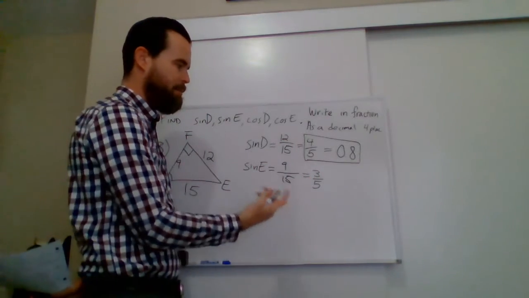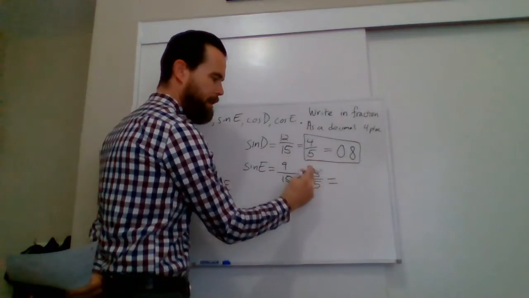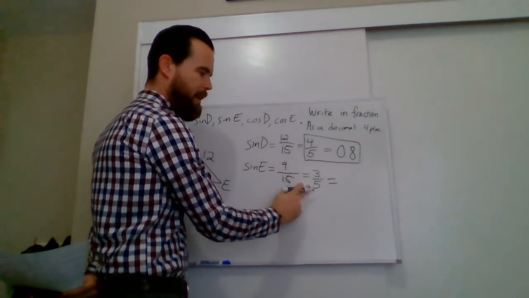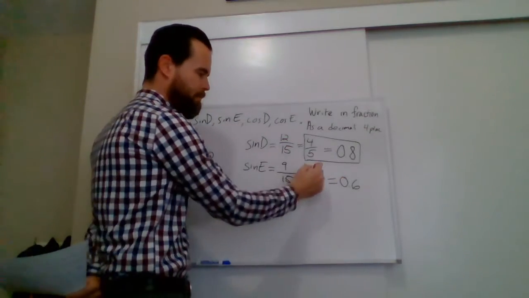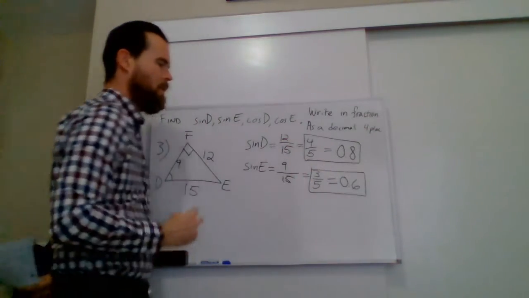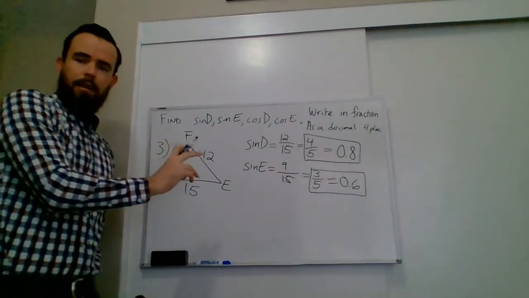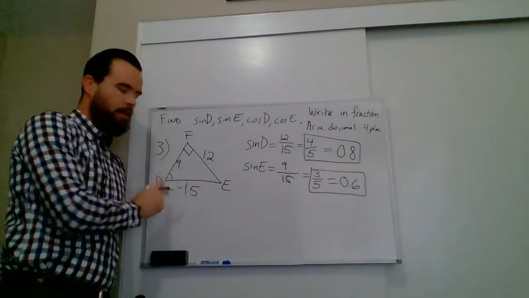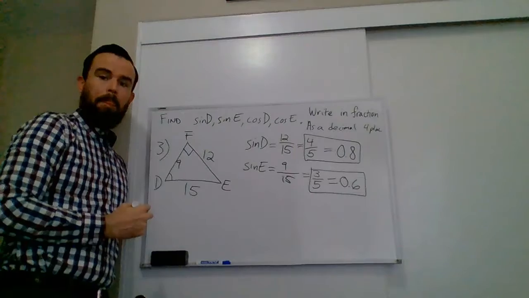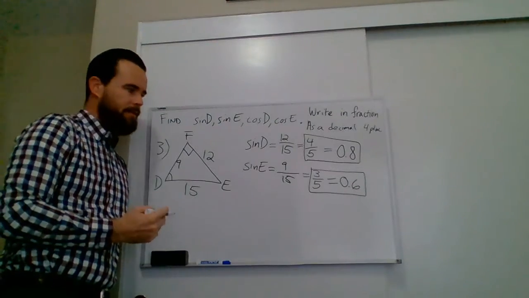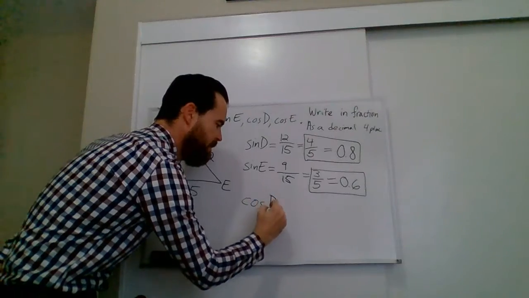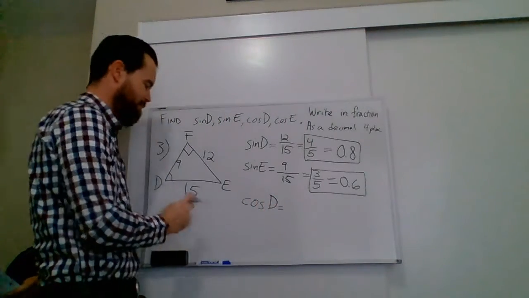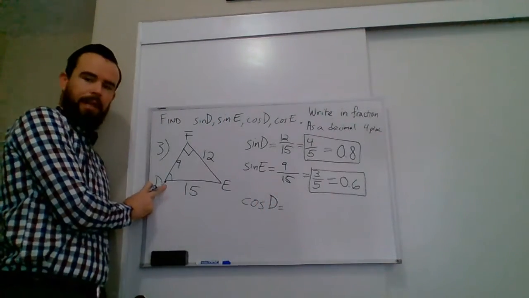Now in decimal form, we just divide 3 by 5. And we get 0.6. All right, so there's our 2 sine ratios for this triangle DEF. What's left now is to find the cosines. So let's start with cosine of D. So we're back to angle D.